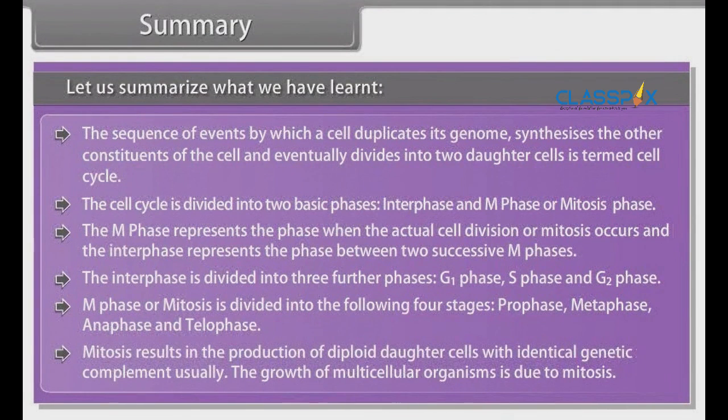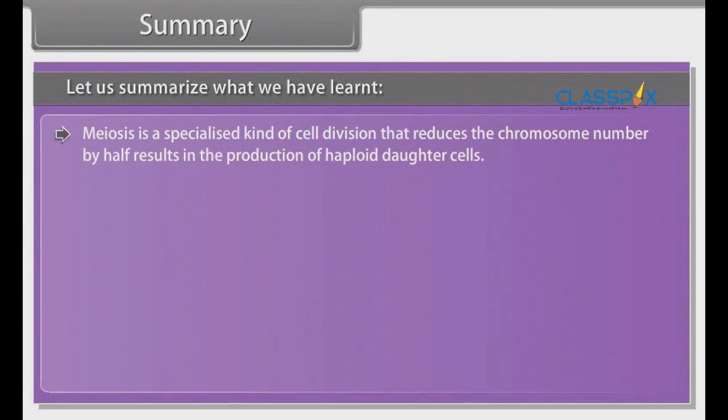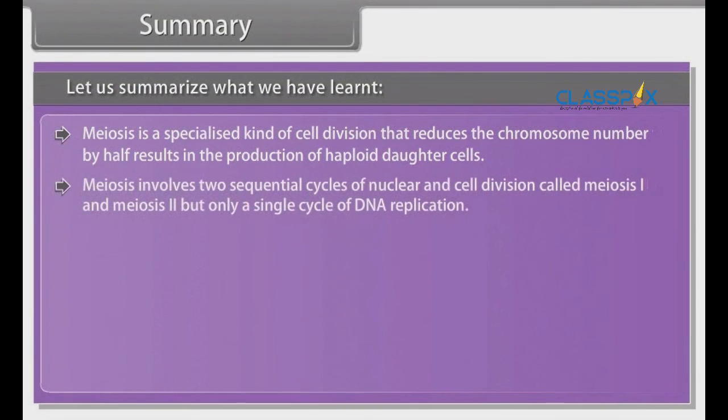Mitosis results in the production of diploid daughter cells with usually identical genetic complement. The growth of multicellular organisms is due to mitosis. Meiosis is a specialized kind of cell division that reduces the chromosome number by half, and results in the production of haploid daughter cells. Meiosis involves two sequential cycles of nuclear and cell division called meiosis I and meiosis II, but only a single cycle of DNA replication.